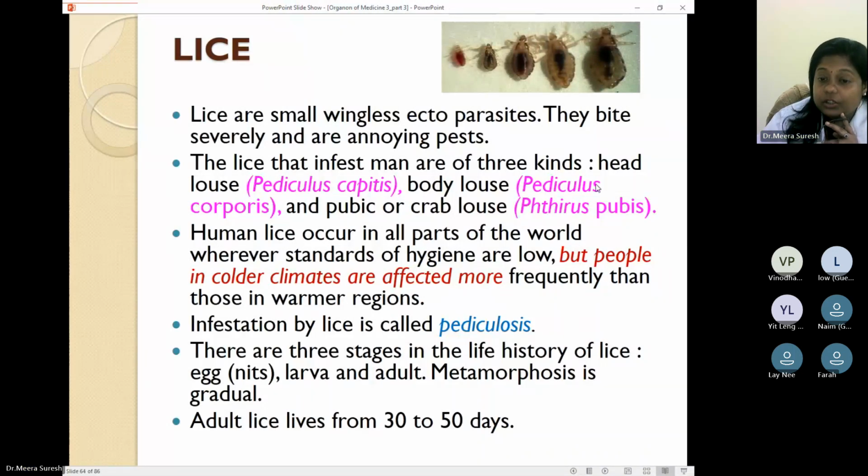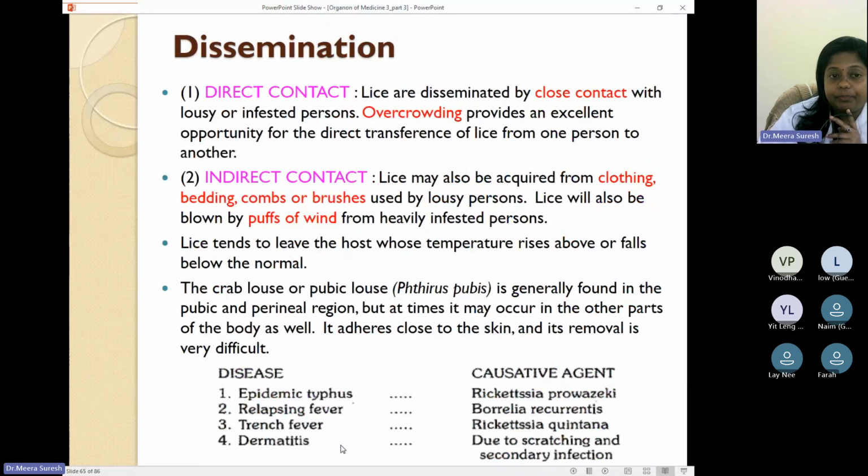All people can be affected by lice, but people in colder climates are affected more frequently than those in warmer regions. Infestation by lice is also called pediculosis. They have three stages in the life history: the egg or nits, the larva, and the adult. And the adult louse lives from 30 to 50 days. And how are they disseminated, transferred from one person to another? It can be by direct contact or indirect contact.